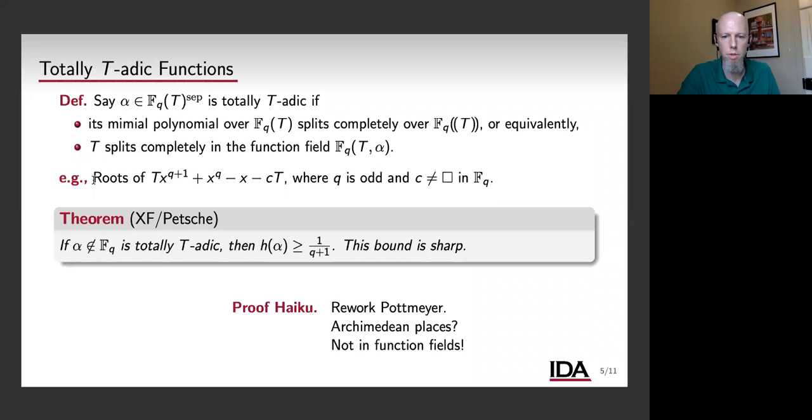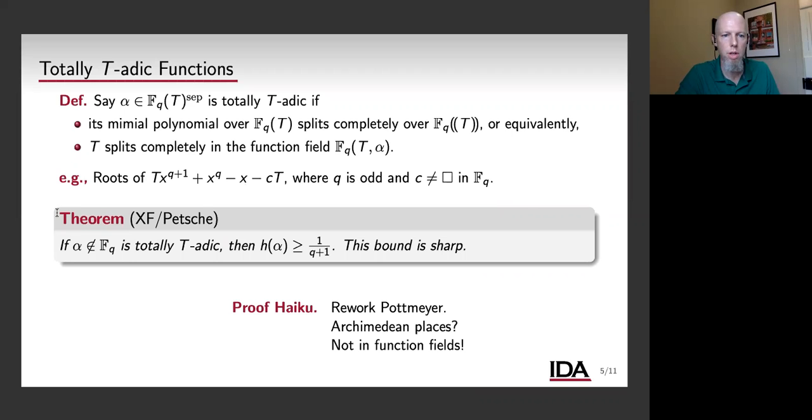So here's an example. If you decide to check out at some point, it's fun to try to prove for yourself why this thing is totally T-adic. So you need to show that it has q+1 roots over the Laurent series field, and that's exactly what Hensel's lemma is going to give you, provided you apply it correctly. Okay. So here I've got q odd and c a non-square. That's what's going to guarantee irreducibility of this thing. I will say that I do have examples when q is even as well, and they're of a similar flavor.